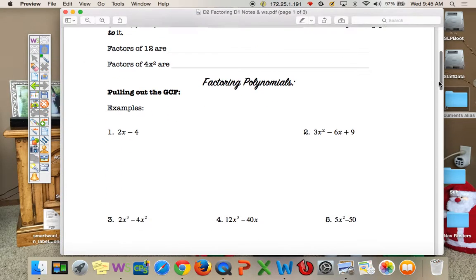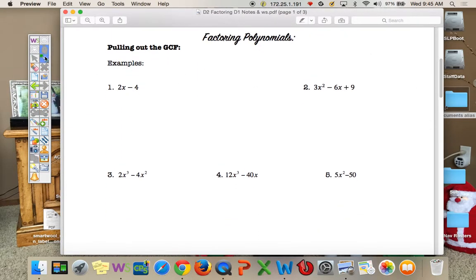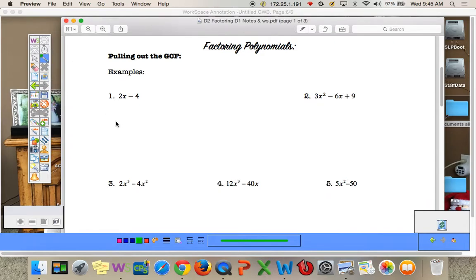The first step is to pull out the GCF, or greatest common factor. What is the biggest number we can divide each term by? So the first example, we have 2x and 4. What's the biggest number you can divide each term by? And that would be a 2. So let's pull out the 2 and divide each of these terms by 2. 2x divided by 2 is just x. 4 divided by 2 is 2. So here are the 2 factors of 2x minus 4. You can check your answer by multiplying it out, and it should multiply to what you started with.